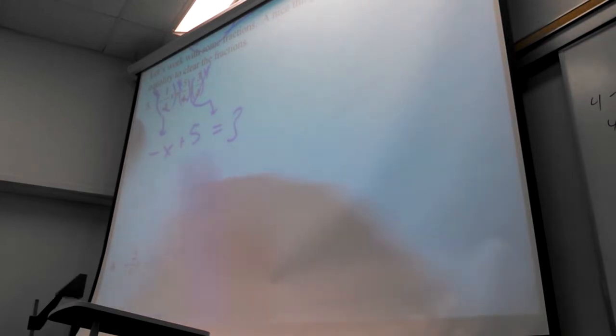To finish this one out real quick, what would I do next here? Subtract 5. So you get negative x equals negative 2. Then you would divide by negative 1. There's an understood negative 1 there. So the last thing you do almost always is divide by that coefficient. So then you would get x equals 2. Bam.